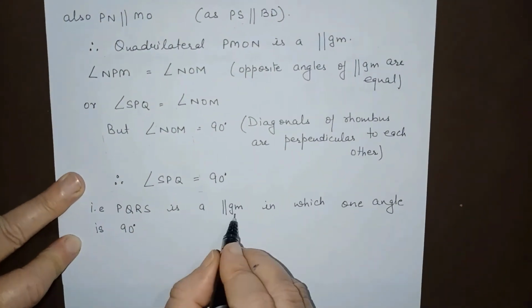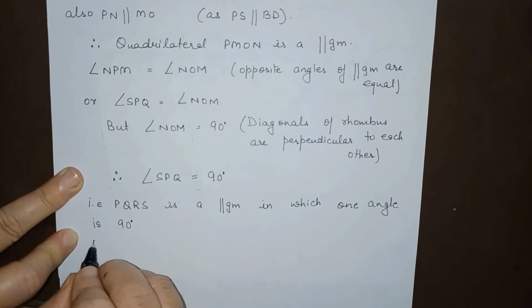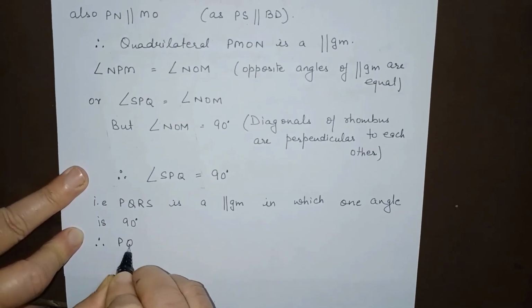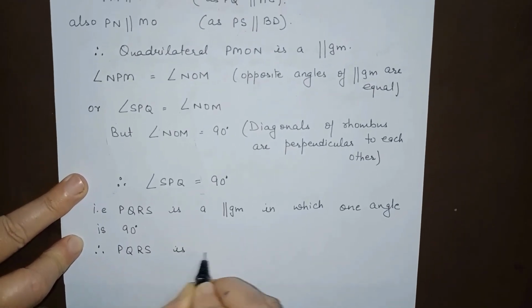So PQRS is a parallelogram in which one angle is 90 degree. Therefore PQRS is a rectangle.